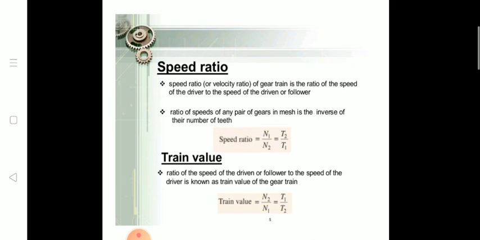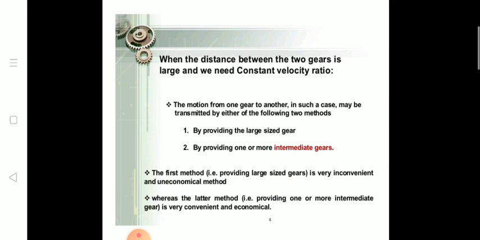So the speed ratio and train value are opposite to each other. Now, when the distance between two gears is large and we need a constant velocity ratio, the motion from one gear to another may be transmitted by either of the following two methods. First, by providing a larger sized gear, or second, by providing one or more intermediate gears.